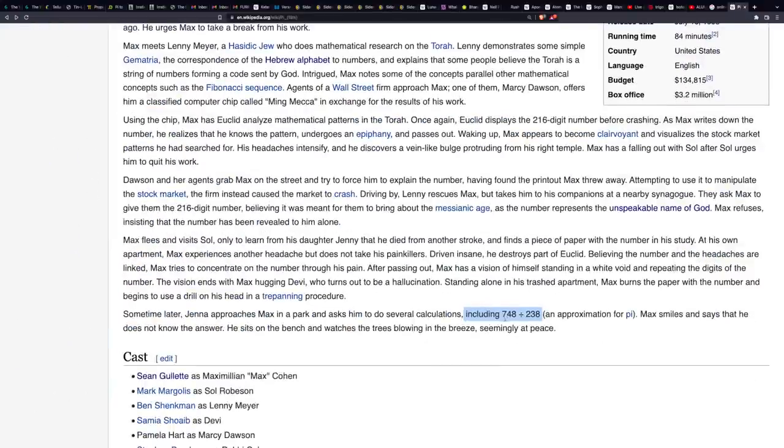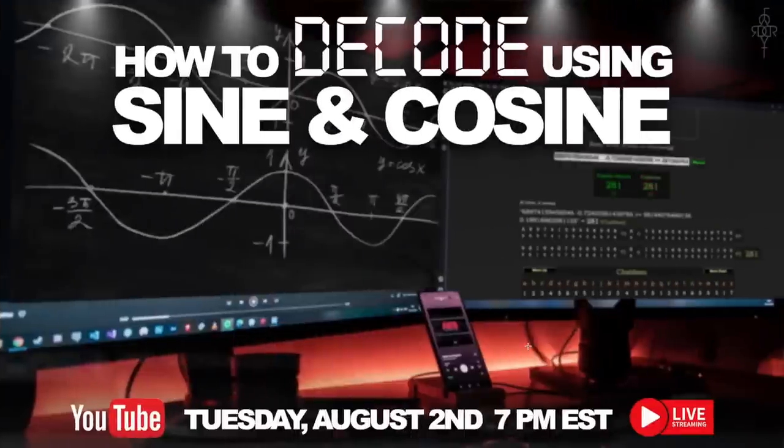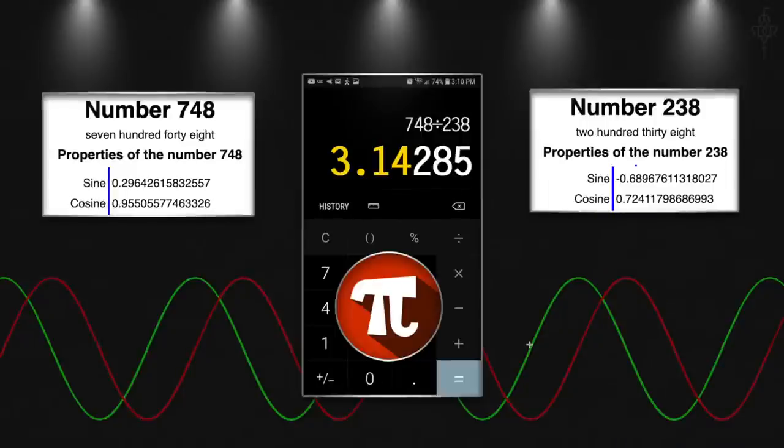And we come down here, and I have it highlighted in blue, that they included this in the movie. They took 748 and divided it by 238, which, when you go to that, here it is, 748 divided by 238, and it gives you pi. Again, pi is the measurement that makes up this reality, and 3 is the Trinity. 3 is lithium. Remember, lithium is used in patients for brain disorders. Okay, 5150 and bipolarism. You could start to decode this kind of stuff.